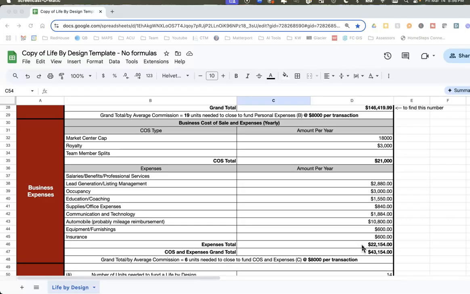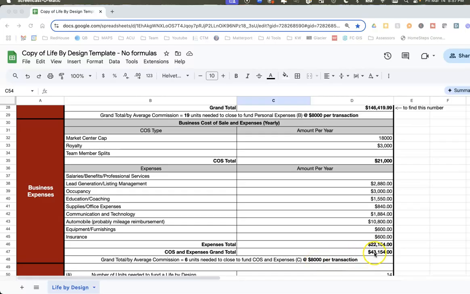I pay these expenses whether or not I sell real estate. And then I'm going to add my cost of sale, which is $21,000, to this number, and I come up with $43,154. Now you'll notice that there is no tax calculation on these numbers. Why not? Because I'm not paying tax on the money that I have to make in order to pay my business expenses. This is all pre-tax. So my total number is $43,154.